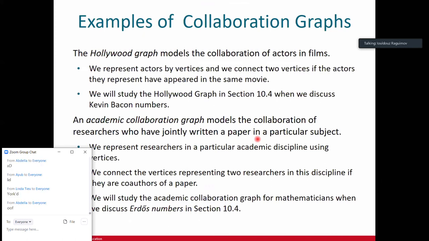Usually authors of a research paper are written in alphabetical order. It's unknown who is the major collaborator here. Both of them are collaborating. Are those numbers connected to this graph? We will learn that in section 10.4 next week.